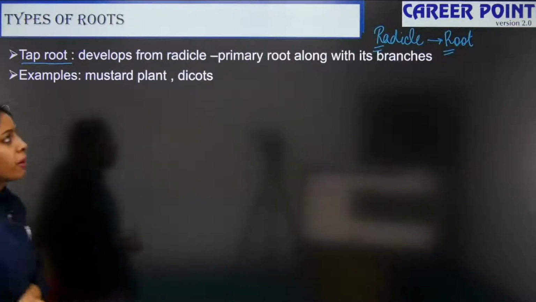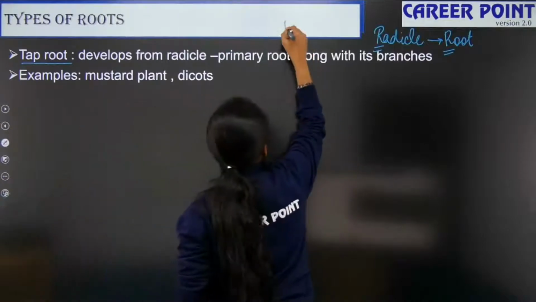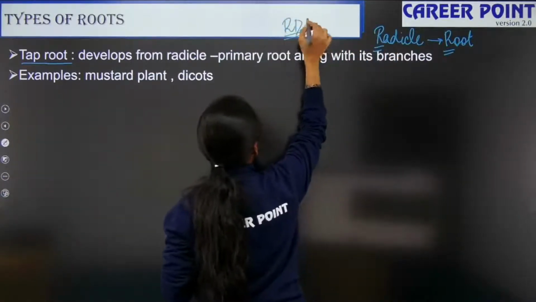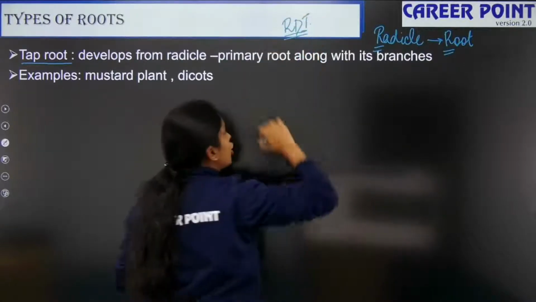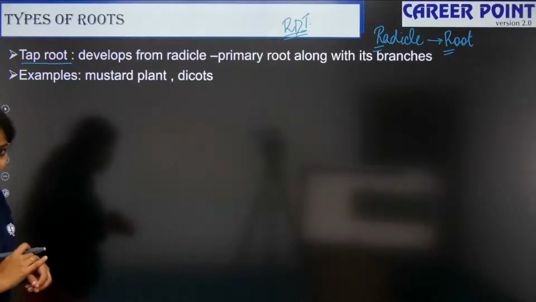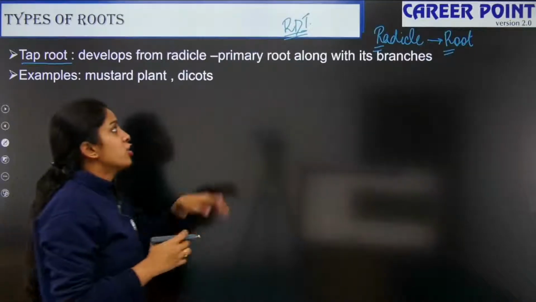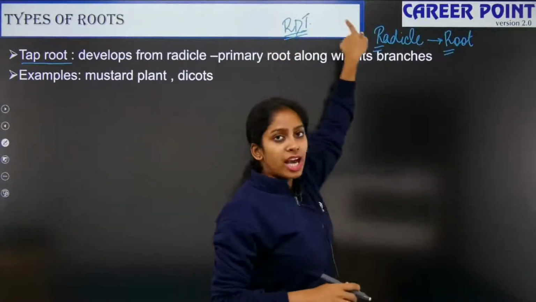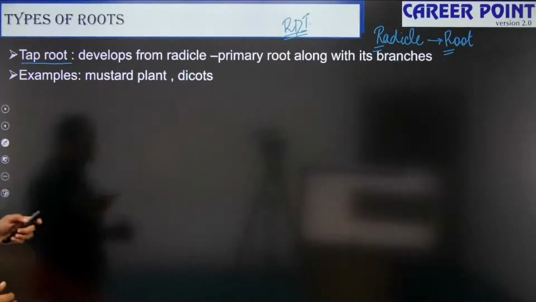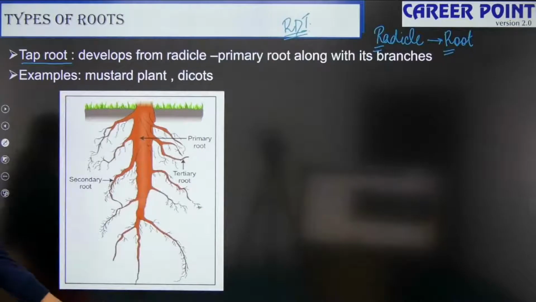Remember RD: root, radicle, root, dicot. RDT. What is RDT? Recombinant DNA technology, right? According to biotechnology. So remember root, dicot, taproot. That is how you will remember. It is up to you to frame any type of mnemonics you want.